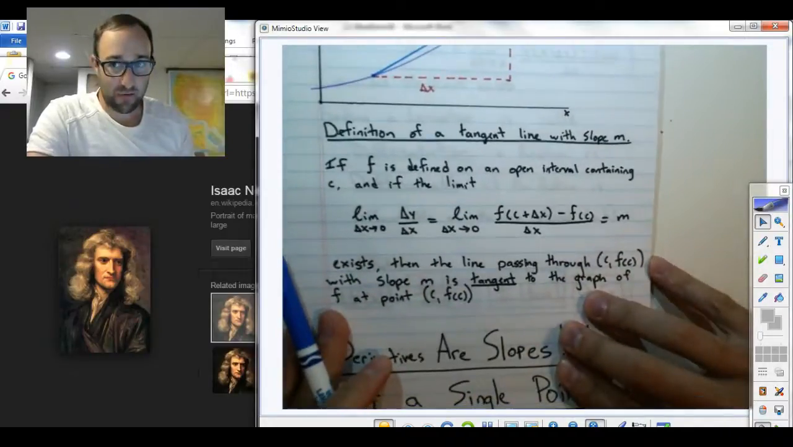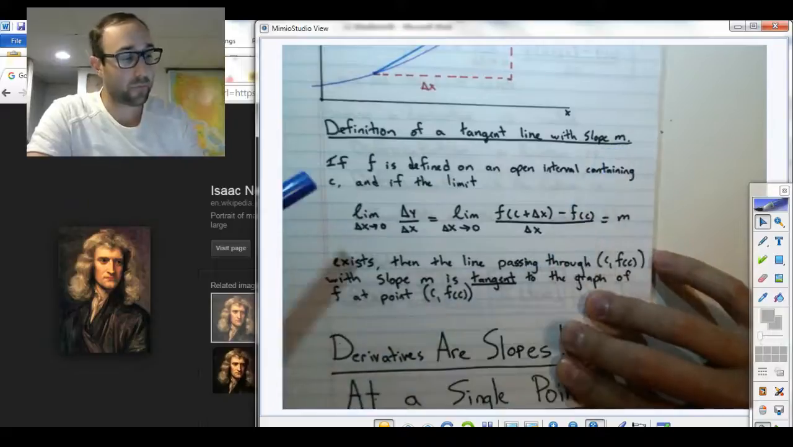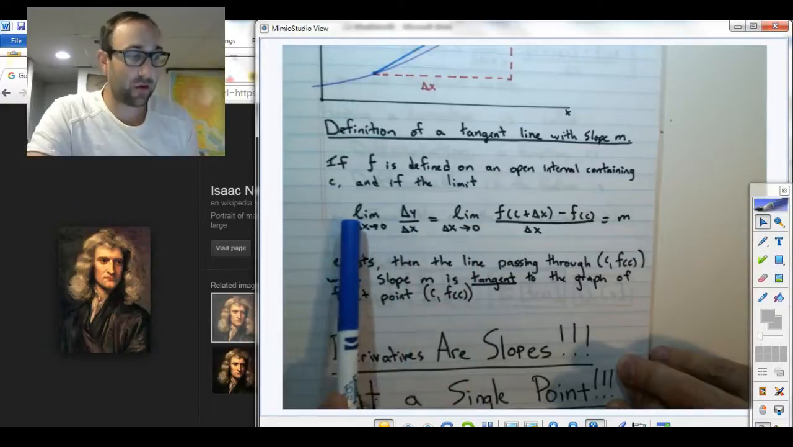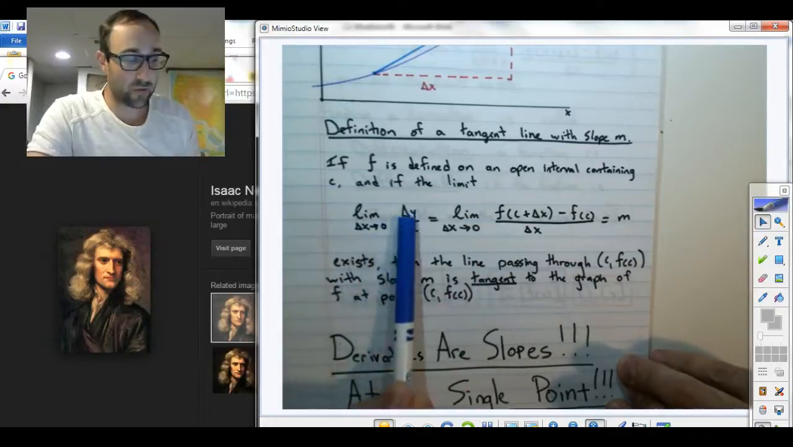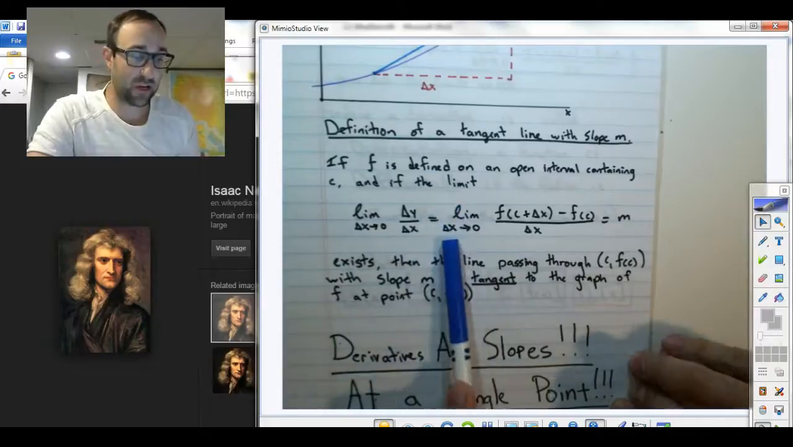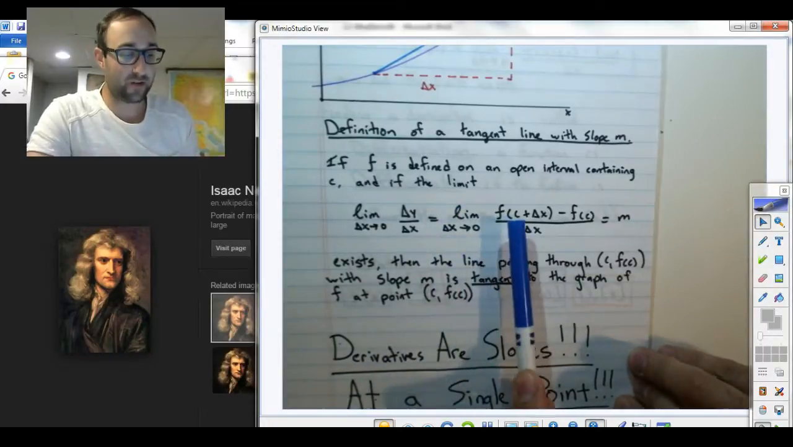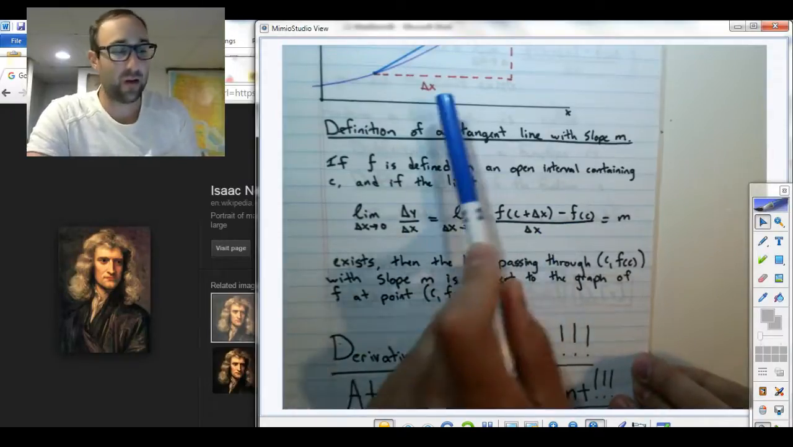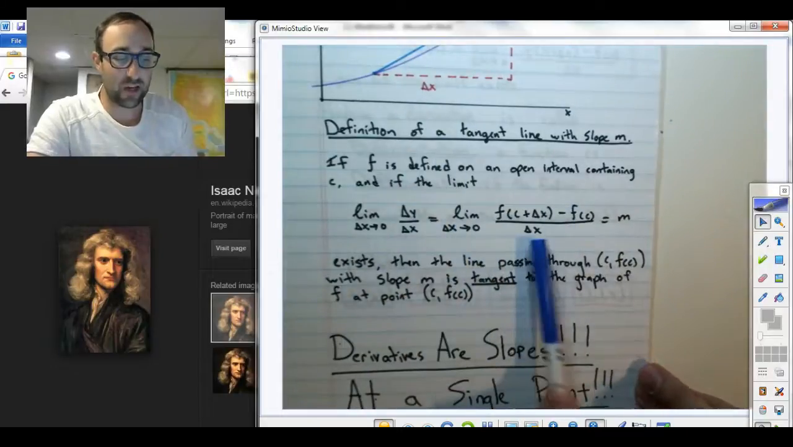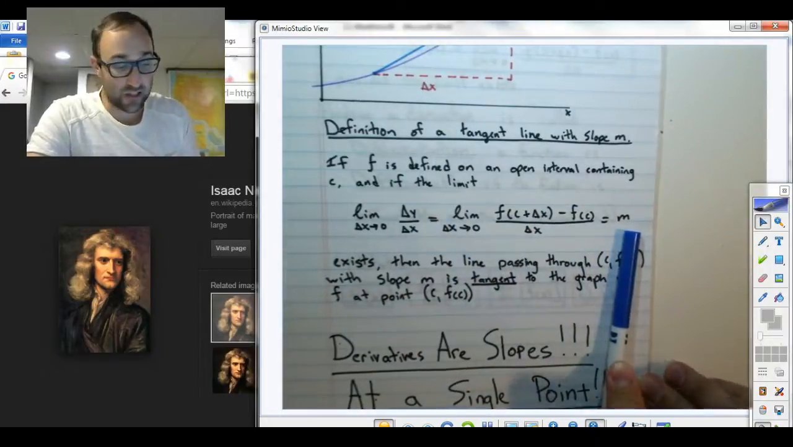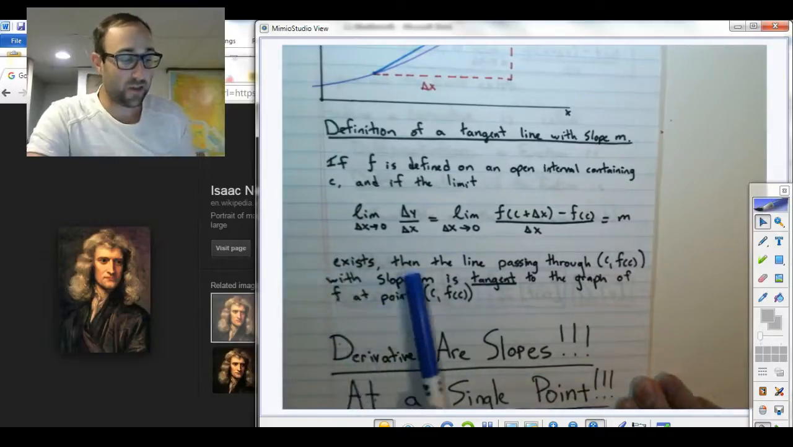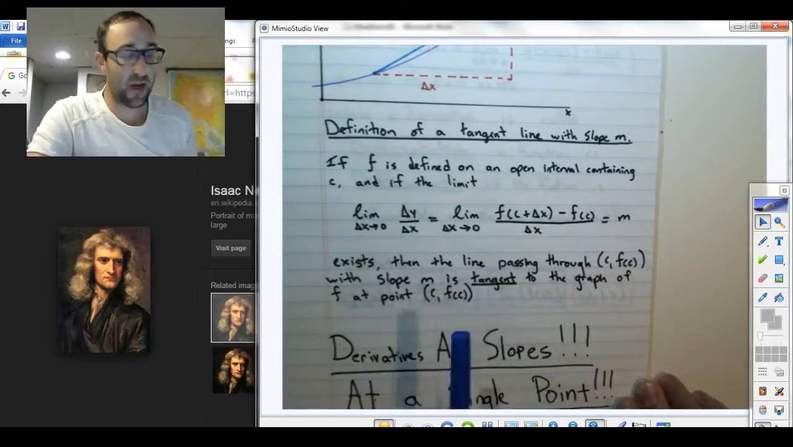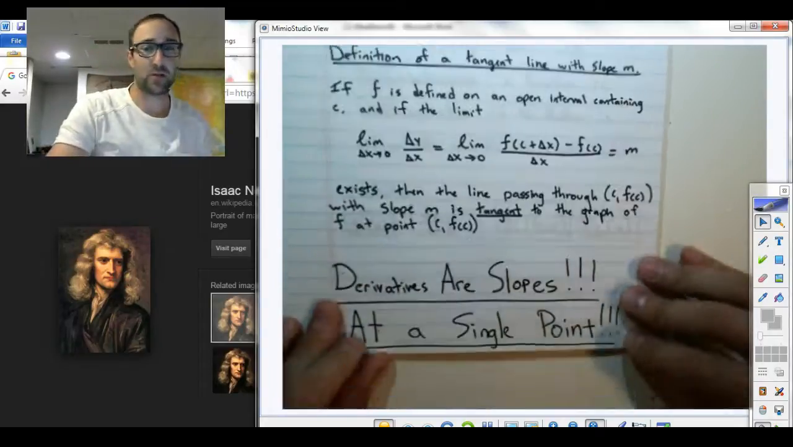Okay, so let's look at the definition of a tangent line with slope m. If f is defined on an open interval containing c, and if the limit as delta x approaches 0 of the change in y over change in x, which is the same as the limit as delta x approaches 0 of f of c plus delta x minus f of c over delta x, and those are just saying the same thing, change in y over change in x. If that limit exists and is the slope m, then the line passing through that specific point with slope m is tangent to the graph at that point. So it is a slope.